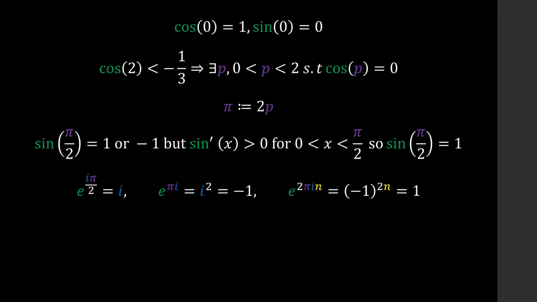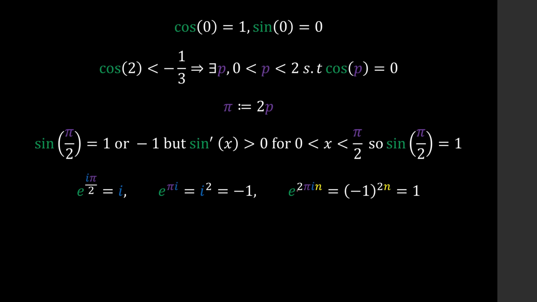And so now using this, e to the i pi over 2, I can just plug pi over 2 into cosine and sine, and I'm going to get that e to the i pi over 2 is i. And then e to the pi i is going to be i squared, which equals minus 1. That's because I just take e to the i pi over 2 times e to the i pi over 2, which gives me e to the pi i, so I get i squared. And by definition, i squared is minus 1.